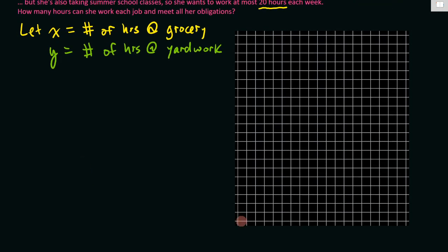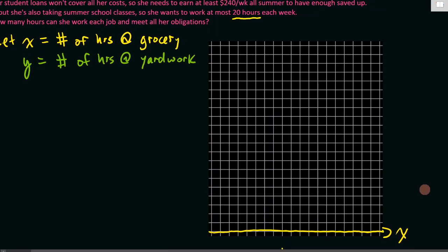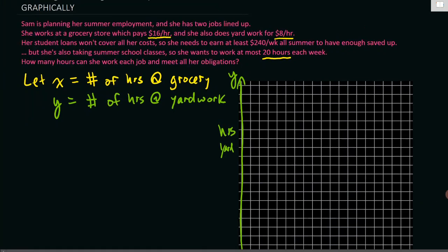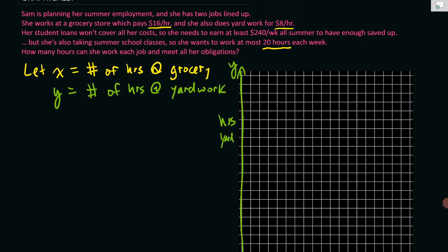So I'll put our x-axis down here, and x is hours at the grocery store. And y we said is hours of yard work, so let's fill that in up here. This is my y-axis, which is hours of yard work. We're going to need to figure out equations that relate our hours at the grocery store to our hours of yard work. So let's go through.